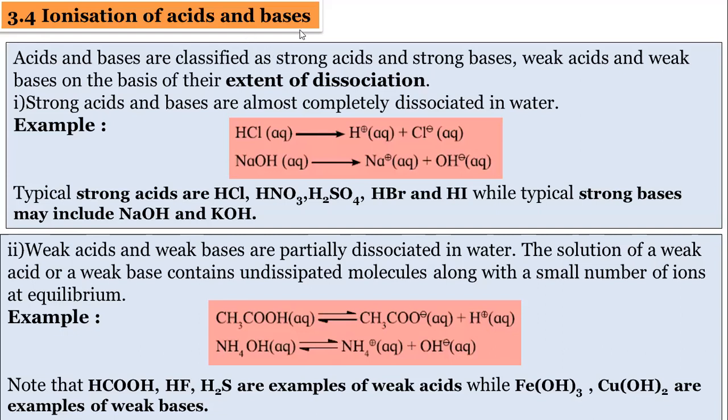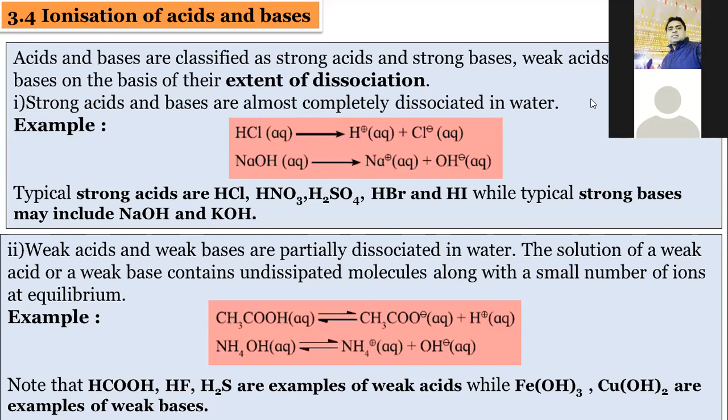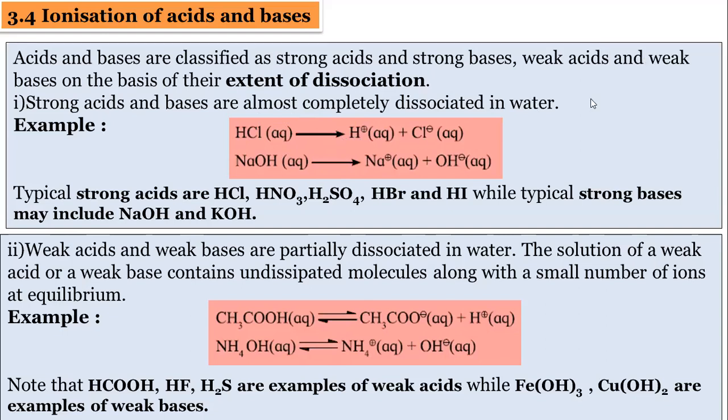Ionization of acids and bases: you should only know how the strong acids ionize, how the weak acids ionize, how the weak bases ionize. Always remember, strong acids and strong bases completely dissociate. For example, HCl is completely dissociated as H plus and Cl minus ions.